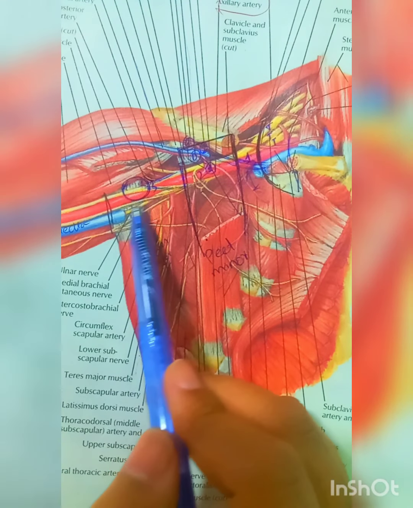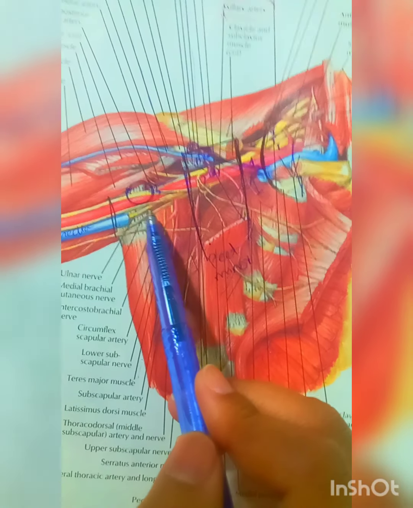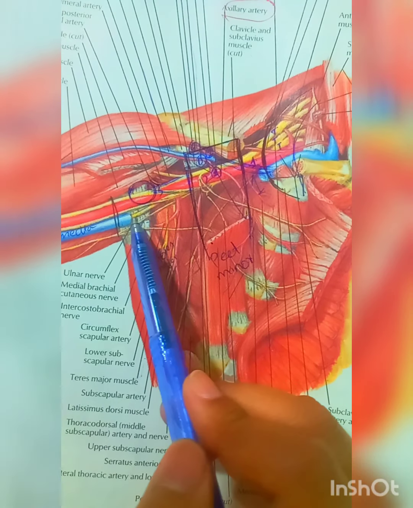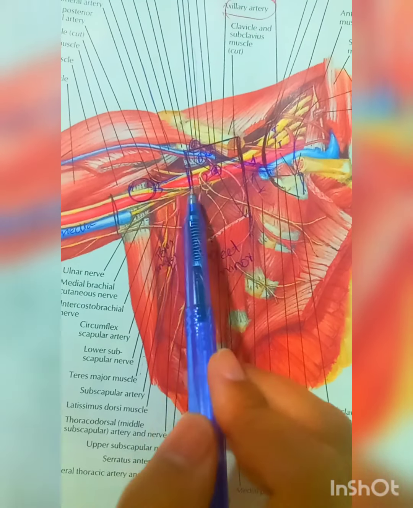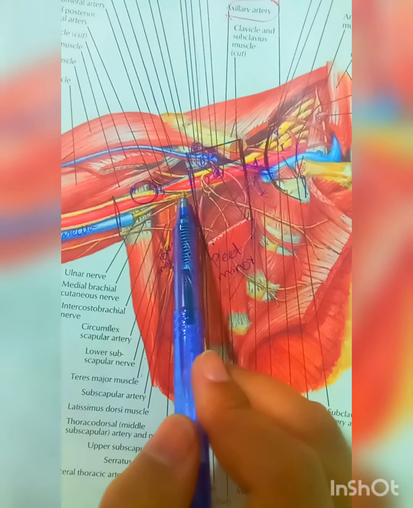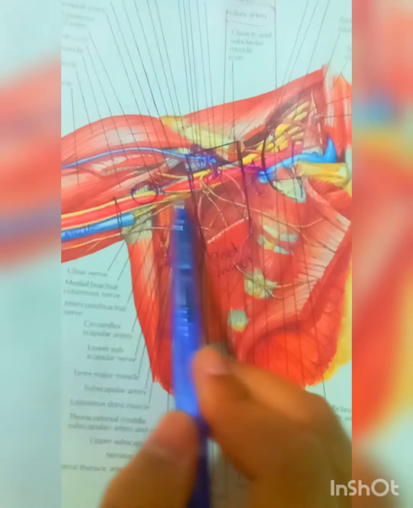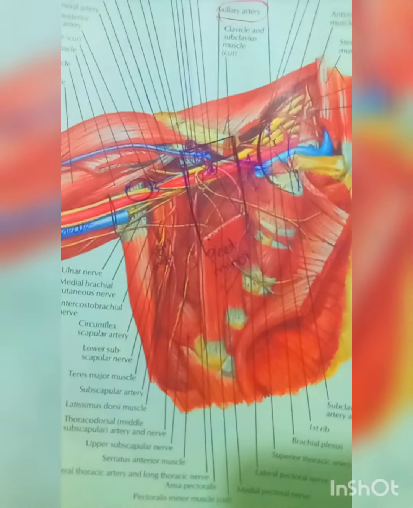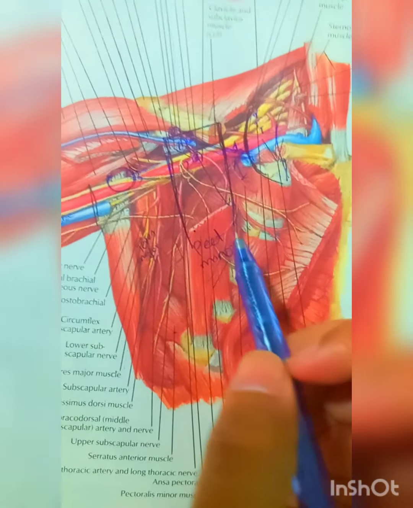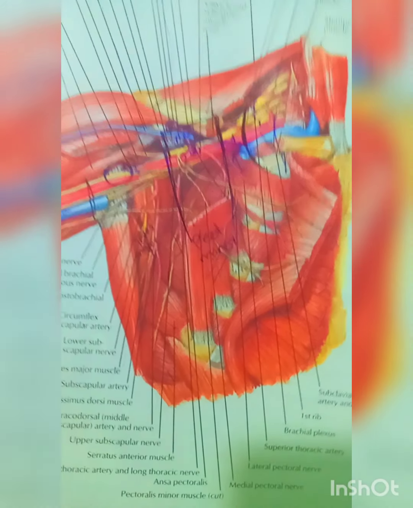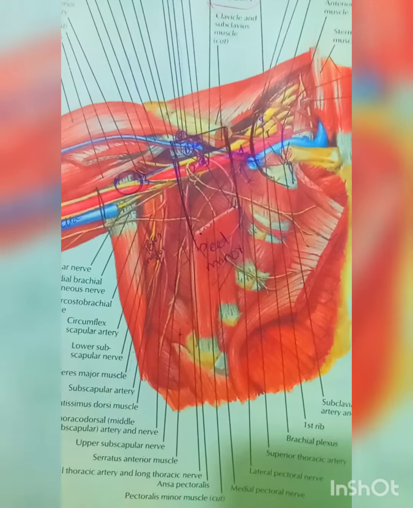Medially, the ulnar nerve is present. Anteriorly, as you have seen, the medial root of the median nerve crosses this artery. Posteriorly, the teres major muscle, latissimus dorsi muscle, as well as the subscapularis muscle. So this is the important relation of the three parts of the axillary artery.